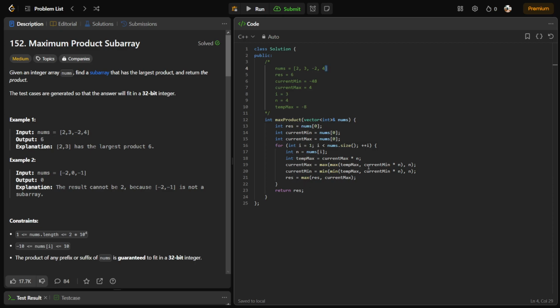Either way, 4 is less than the result we have, which is 6. So the current max product we have was from 2 times 3, which is 6, and that's what we'll be returning. And you can see over here, it checks out with our answer. So we have the product of 6.